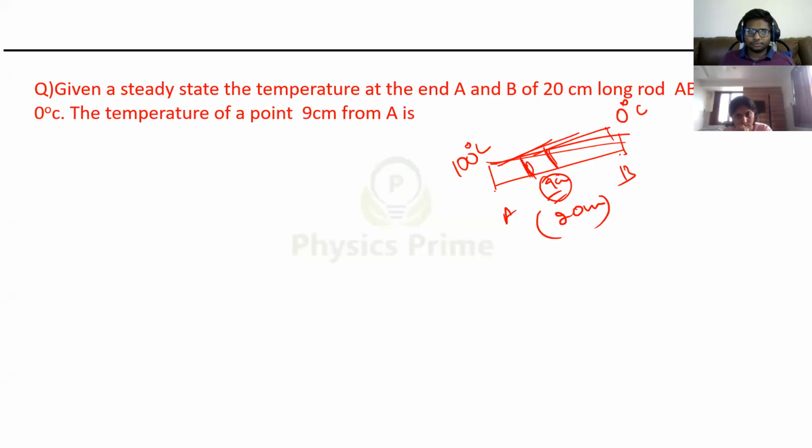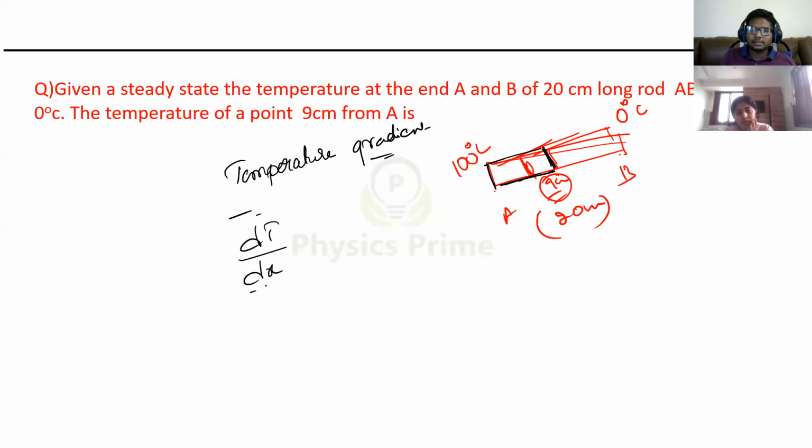So now, this is 100, right? What you know here is that the temperature gradient will be there. In the steady state, dT by dx will be constant throughout the rod. 100 minus 0 divided by 20 centimeters should be equal to the gradient at the point.